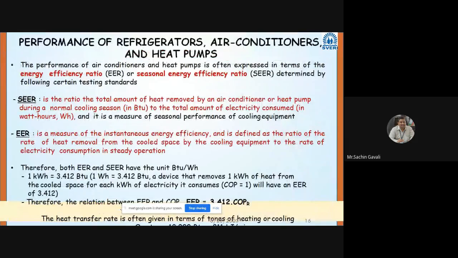That I also covered in the last lecture. Then I told about the EER, the energy efficiency ratio, and then SEER, the seasonal energy efficiency ratio.